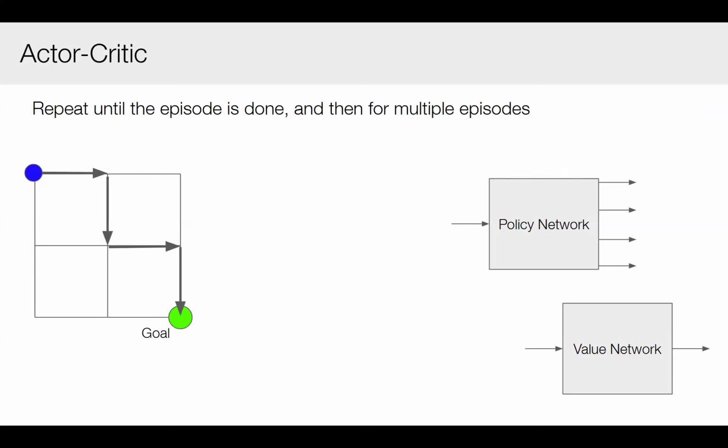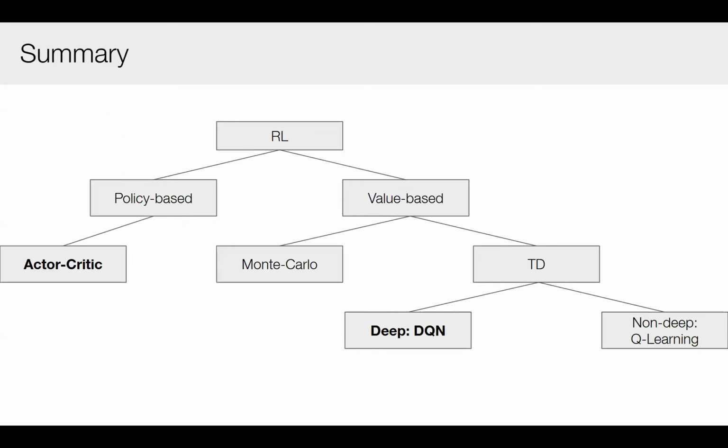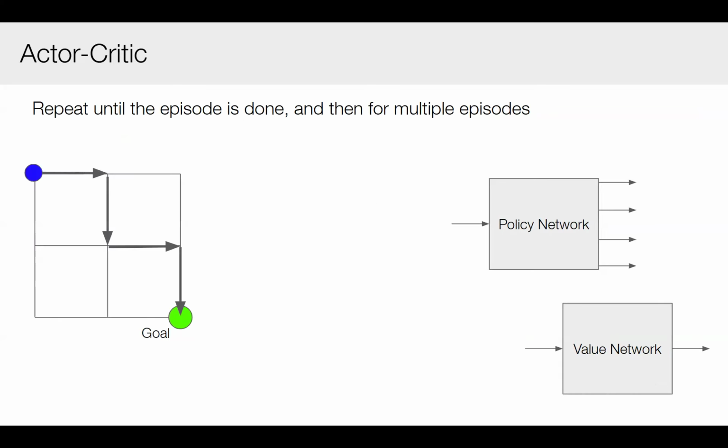And again, as per usual, we're going to repeat this for every step until the episode is done, and then for multiple episodes on top of that, until hopefully these networks converge to something resembling the optimal policy and values. Cool. Before I move forward, any questions on that at all? I know it was a lot.